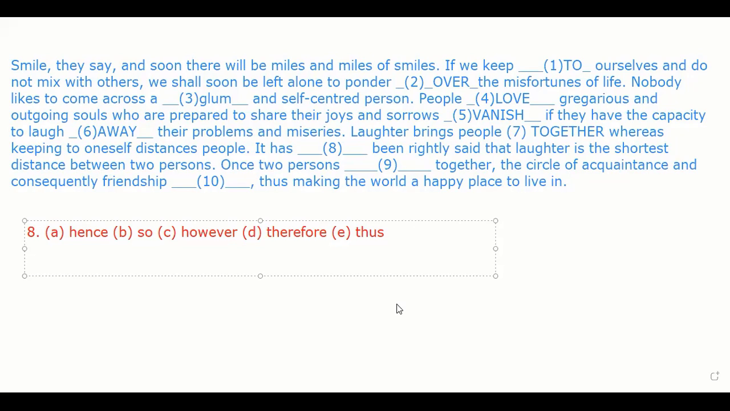It has, however, been rightly said. Moksha, please. Meena, you want to explain? I saw your hand raised.